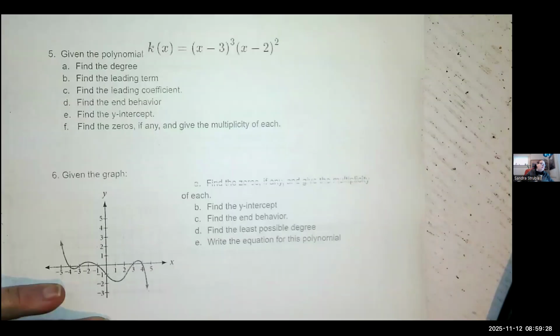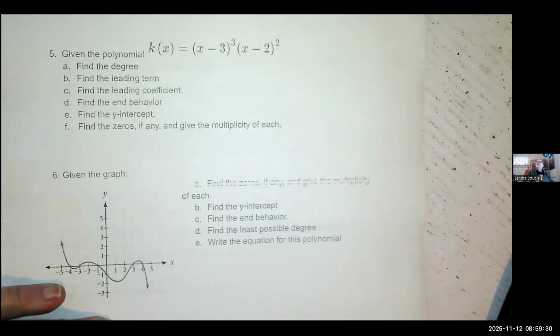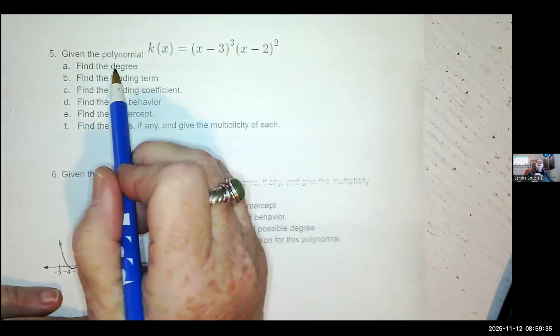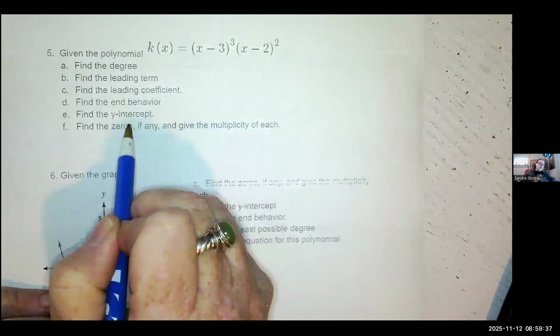Page 2 of exam 3 review. We've got a polynomial here. We're going to find the degree, leading term, leading coefficient, end behavior, y-intercept, and the zeros with the multiplicities of each. Luckily, it's already factored for us.